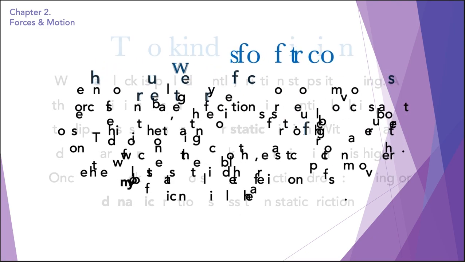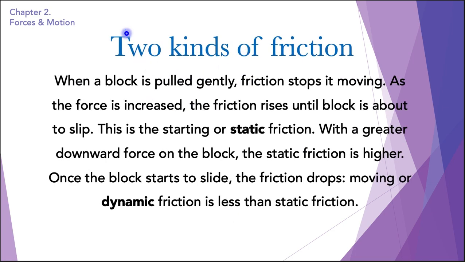Okay, so now let's look at the two kinds of friction. To explain this, an experiment is done. When a block is pulled gently, friction stops it moving. As the force is increased, the friction rises until the block is about to slip. This is the starting or static friction. With a greater downward force on the block, the static friction is higher. Once the block starts to slide, the friction drops. Moving or dynamic friction is less than static friction. So these are the two kinds of friction: static friction and dynamic friction.